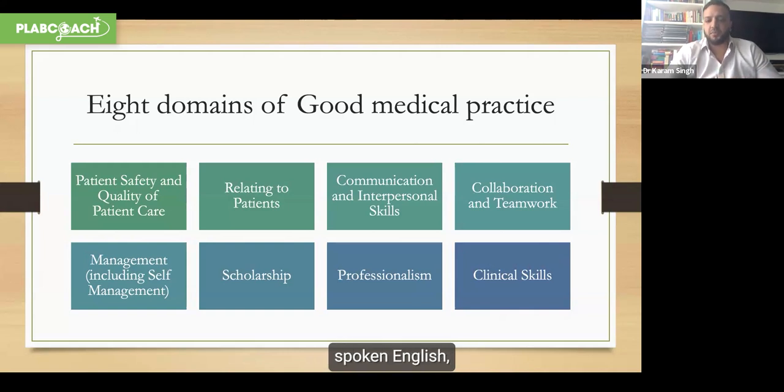It's not just spoken English, but it's the words that you use. So, for example, if you're going to explain an investigation, a management plan, or a diagnosis, are you doing it in a manner in which the patient fully understands before you leave that station? Okay. And interpersonal skills is a little bit similar to relating to patients. Again, it's about building rapport with the patient through the consultation, and the examiner will critique how you build up that rapport. Okay. And then obviously involving that patient as much as you can in their management.